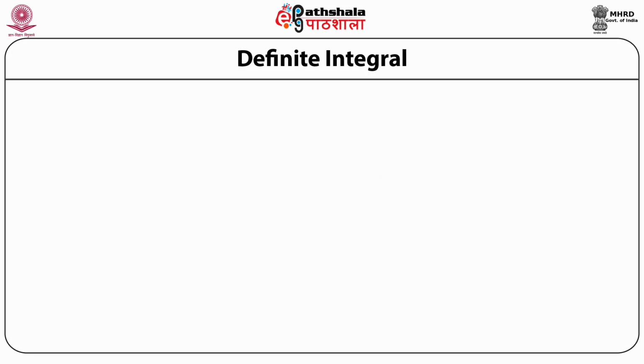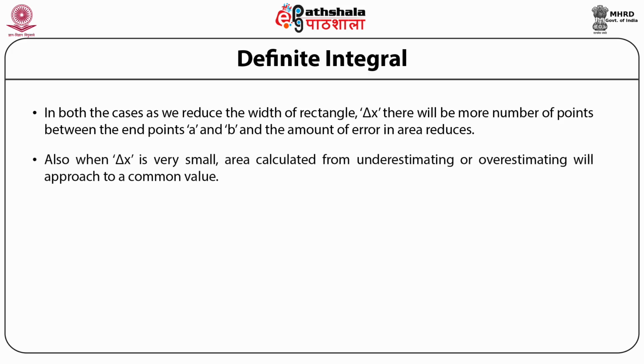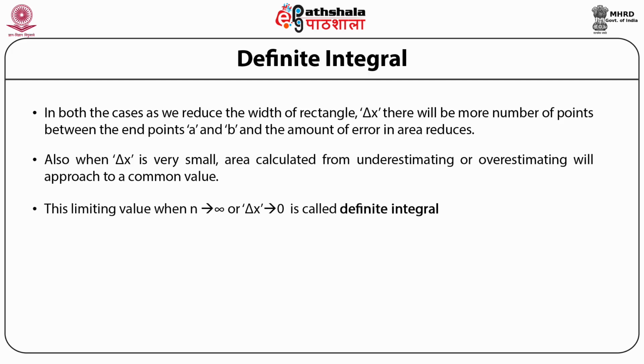Definite integral. In both cases, as we reduce the width delta x, there will be more points between the endpoints a and b, and the amount of error in area reduces. Also, when delta x is very small, the area calculated from underestimating or overestimating will come to a common value. This limiting value, when n tends to infinity or delta x tends to 0, is called the definite integral.